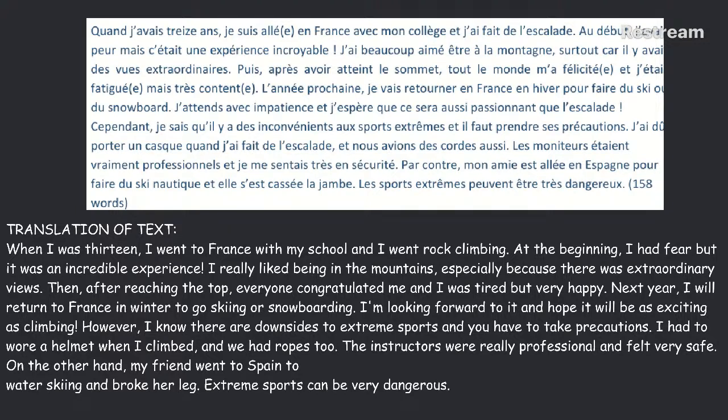So looking at the translation of the text, note down anything that you didn't understand from that. So when I was 13, I went to France with my school and I went rock climbing. At the beginning, I had fear. I was scared. But it was an incredible experience. I really liked being in the mountains, especially because there were extraordinary views. Then after reaching the top, everyone congratulated me. So that was an interesting sentence there.